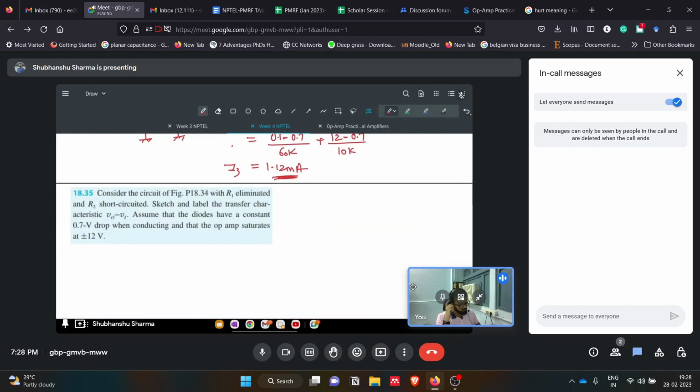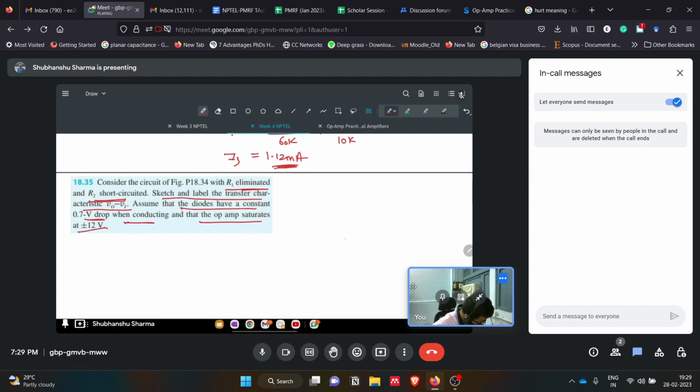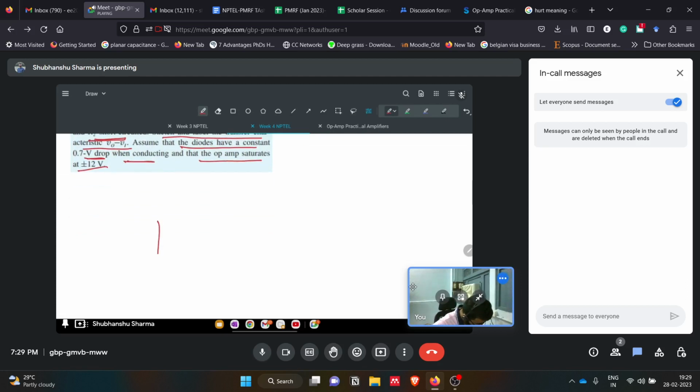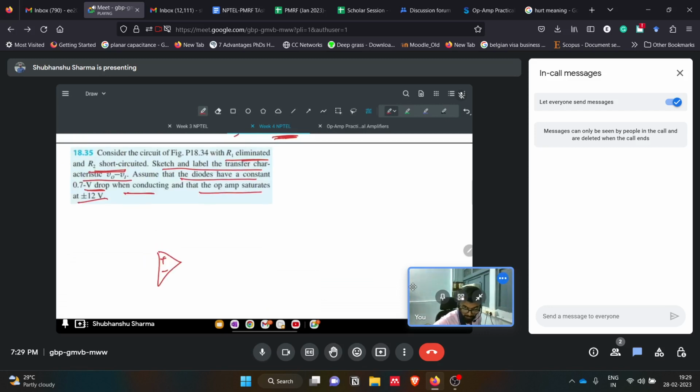The next question is an extension of this question only. What they are saying in this question is, let's eliminate R1 and short circuit R2. Then sketch the transfer characteristics of V0 versus V1. They are saying assume the diodes have a constant 0.7 volt drop when conducting, and the op amp saturates at plus minus 12 volts. So how will the circuit look in this case? It will be like this. We are eliminating R1 and short circuiting R2. R2 was the feedback and R1 was at the input terminal of this op amp.